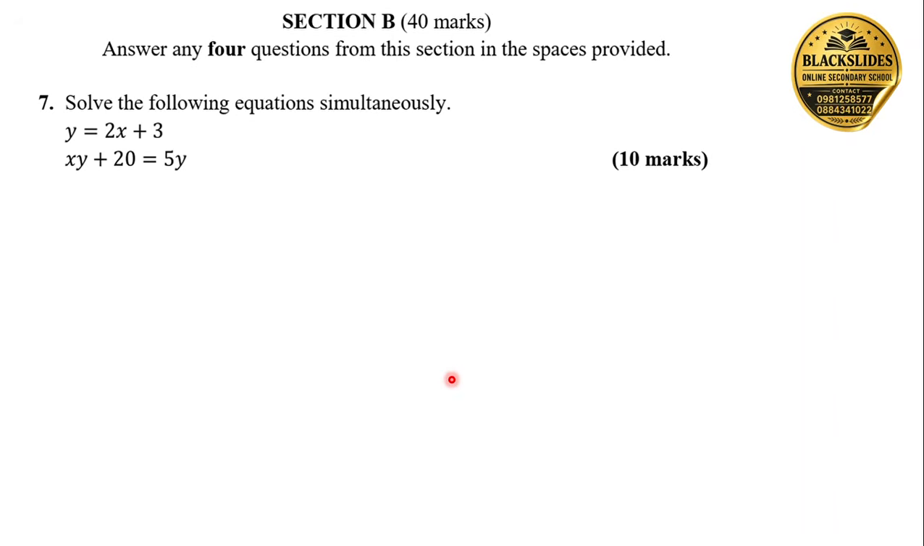Welcome to section B. You're supposed to answer any 4 questions from this section in the spaces provided. So here you don't answer all the questions, just 4 of them. We're going to go through all of them though.